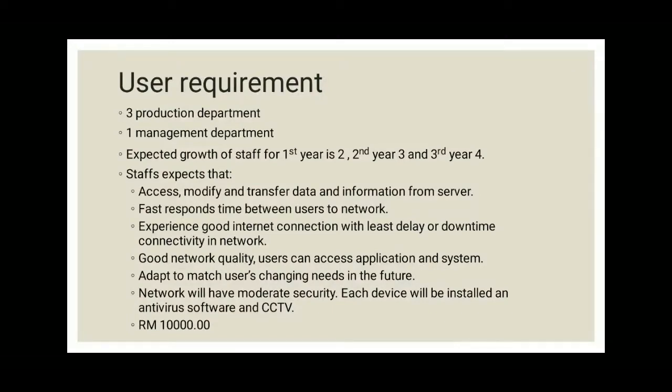We asked the users, the staff at the second branch shop, what their expectations are for this network infrastructure design. The first one is timeliness, where users can access, modify, and transfer data information from the server. Second is interactivity, where they expect a fast response time between users and the network. Third is reliability, where users want to experience a good internet connection with as little delay or downtime as possible. The fourth one is quality, where users want a good network quality so they can access the applications and system with no problem. Fifth is adaptability, where users can adapt the network to match their changing needs in the future.